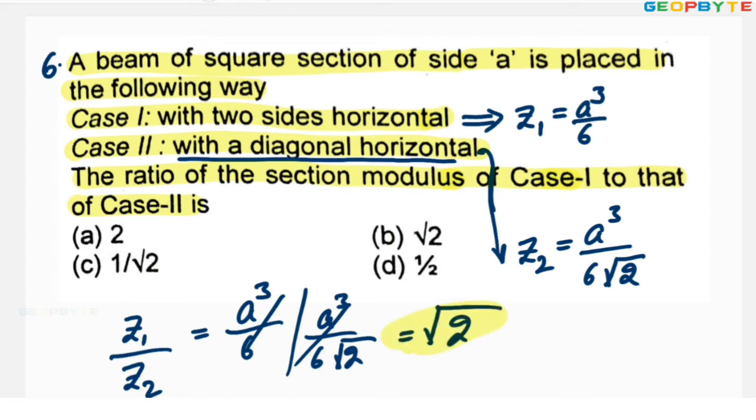Look at the options. Option A, not correct. Option B, root 2, absolutely correct. I hope you understood. Option B is absolutely correct. Let us go for the next problem.